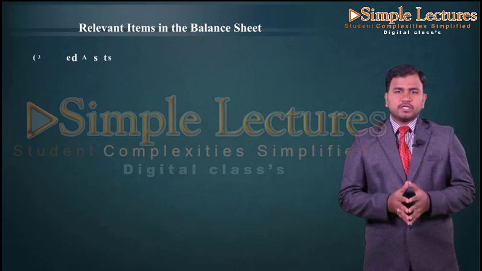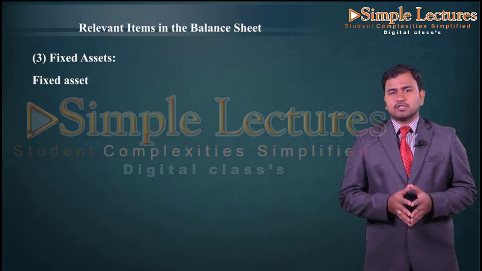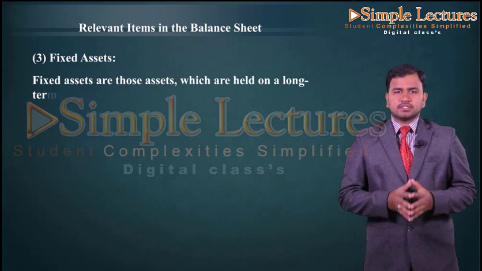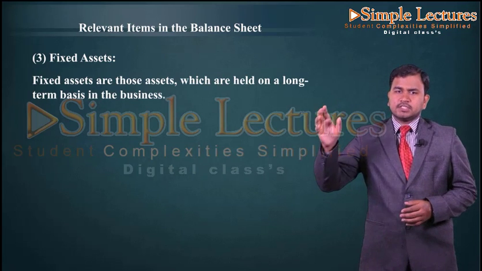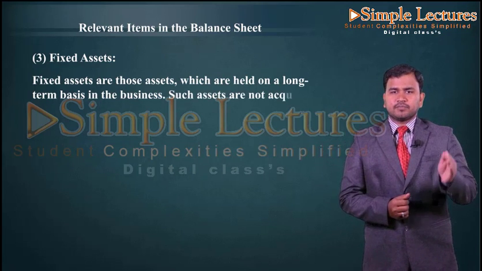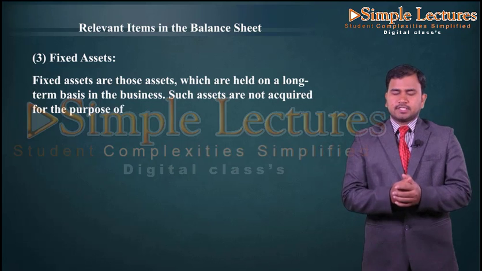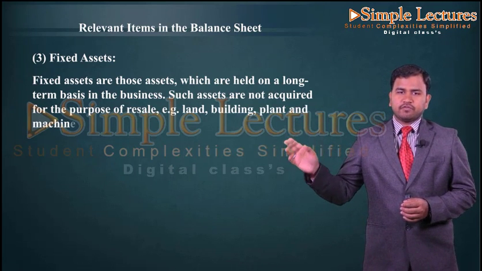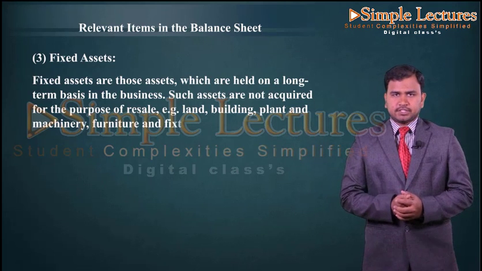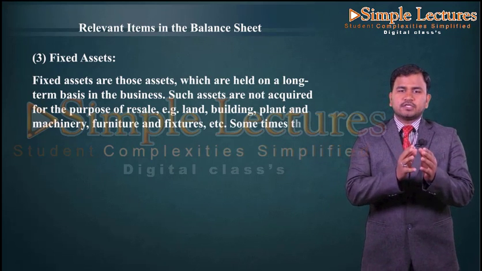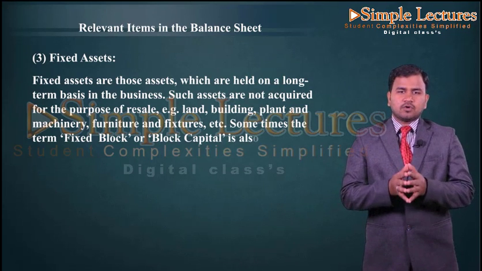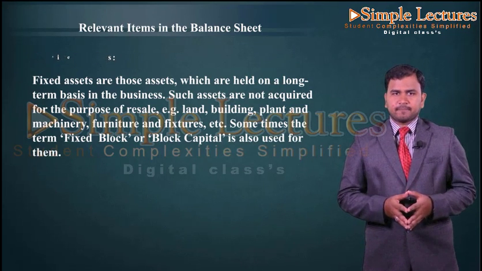Then we have fixed assets. Fixed assets are those assets which are held on a long-term basis in the business. Such assets are not acquired for the purpose of resale. Examples are land, building, plant and machinery, furniture and fixtures, etc. Sometimes the term fixed block or block capital is also used for them.